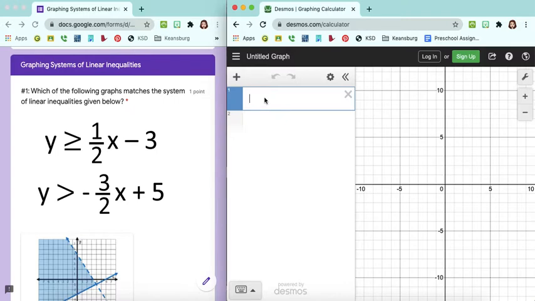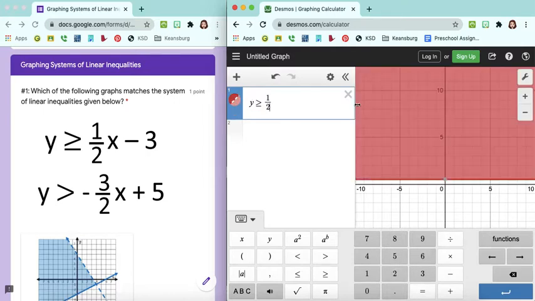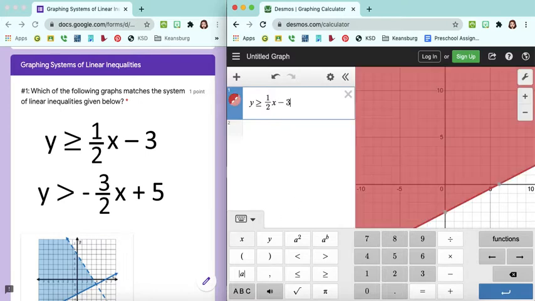Now you can use your keyboard to type in, or you can pull up the Desmos keyboard to type in the equation. So we're going to say, okay, y is greater than or equal to 1/2. Now in order to get out of the denominator here so that I can type in the x, I'm just using my arrow key to move over to the right. x minus 3, and I get a picture of a graph.